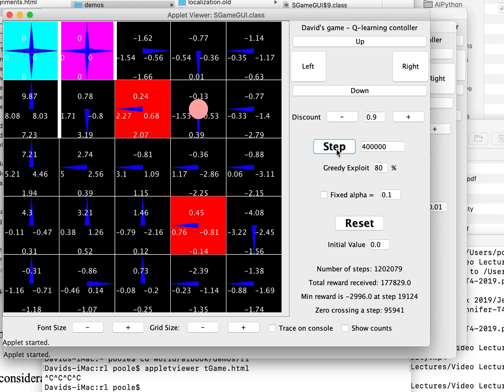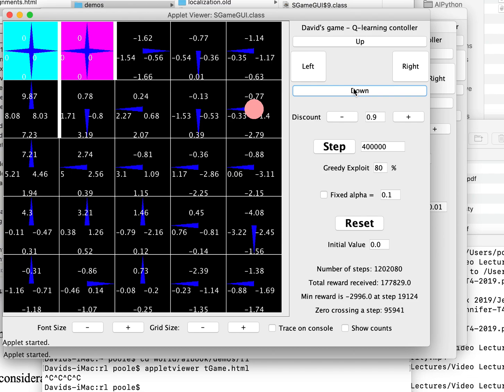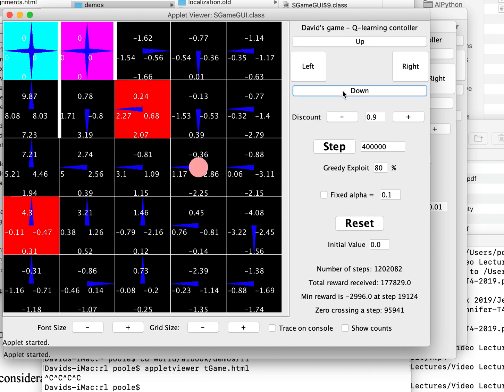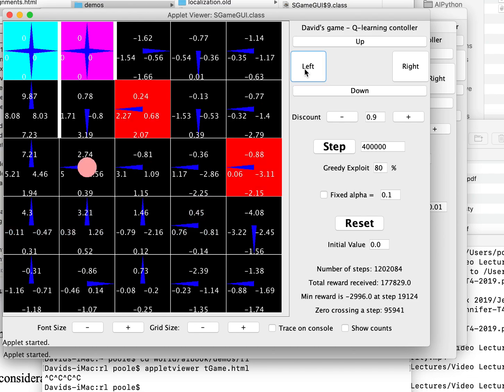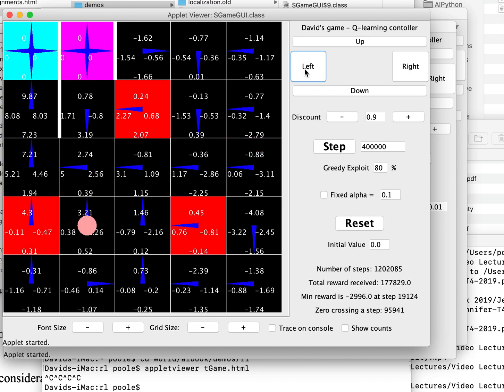Alright, so let's do another 400,000 steps. Now if you look at the arrows, this is the policy it's going to follow if it's greedy, and it's pretty good about getting to that location. It's not so good about going to the other place, so now we can follow the policy. You have to go left here, down here, left here, left here, left here. Oh, we end up going down.